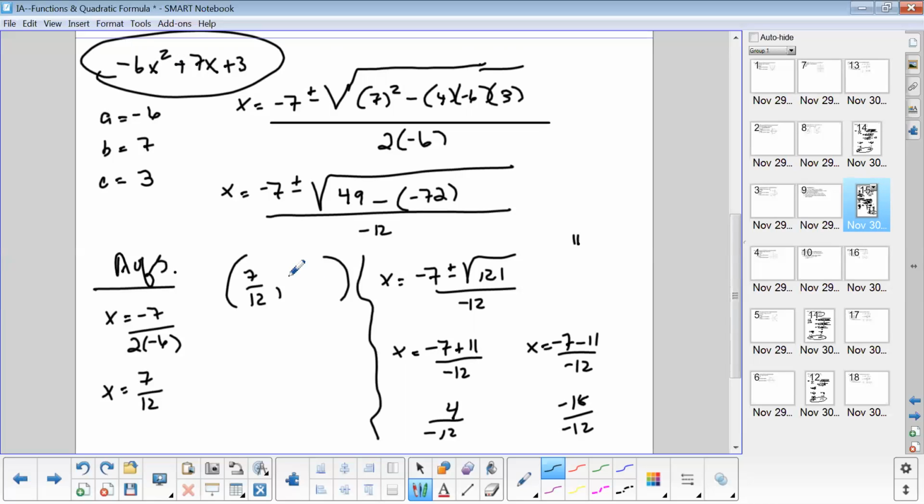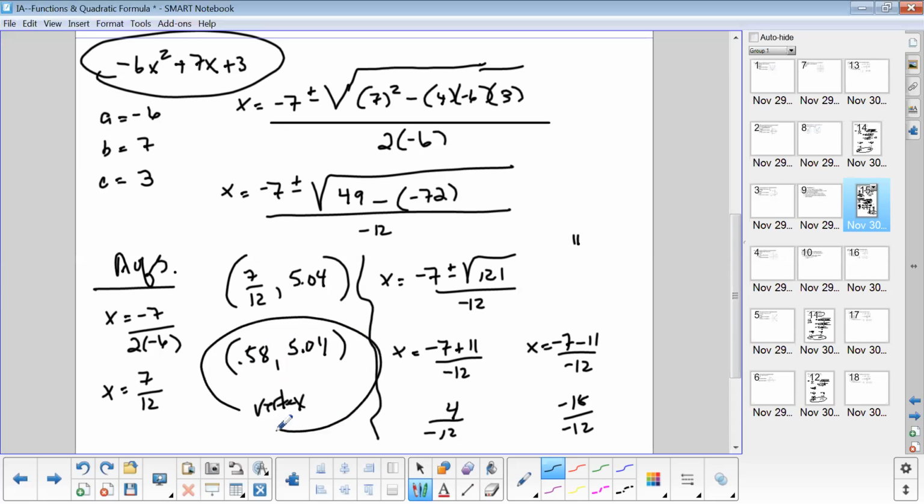So when I do that, I'm going to have negative 6, open parentheses, 7 divided by 12, close it, square it, plus 7 times open parentheses, 7 divided by 12, close it, plus 3. When I hit enter, I get about 5.4 approximately. And 7 divided by 12 is approximately 0.58, and this is approximately 5.4. So here's your vertex. And here's your axis of symmetry.